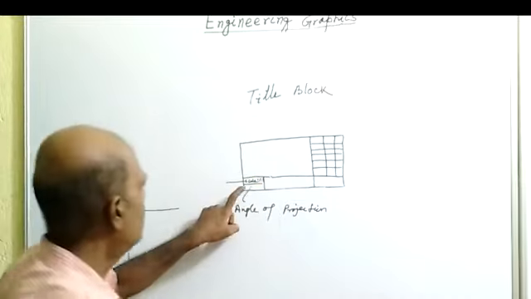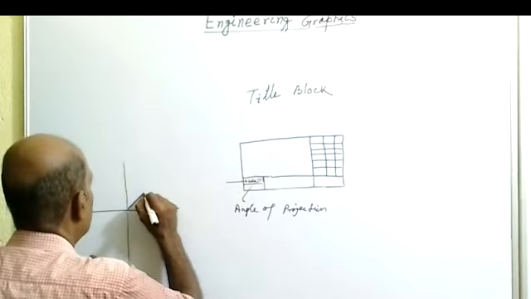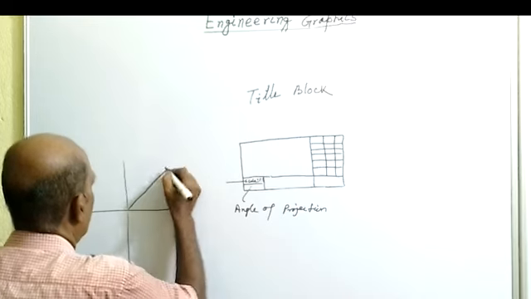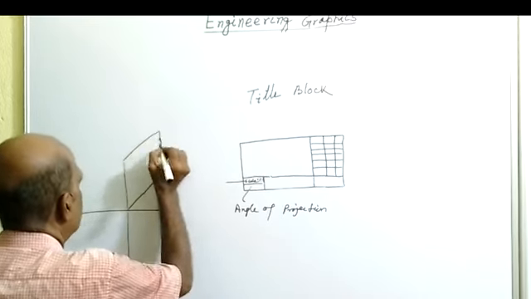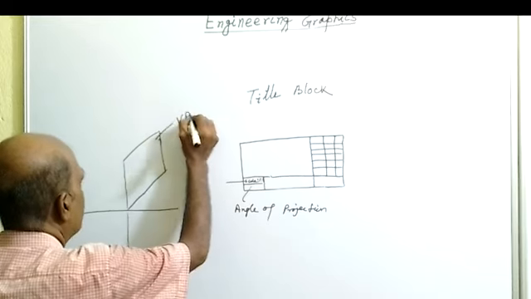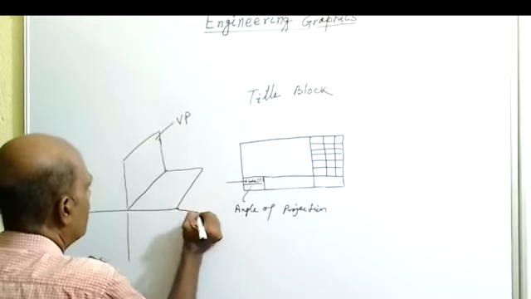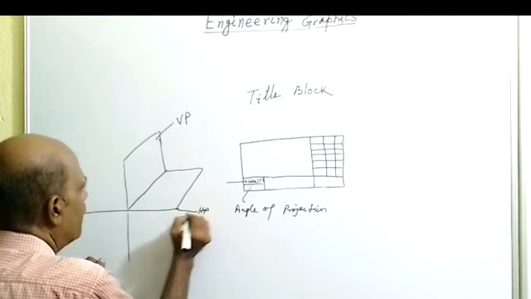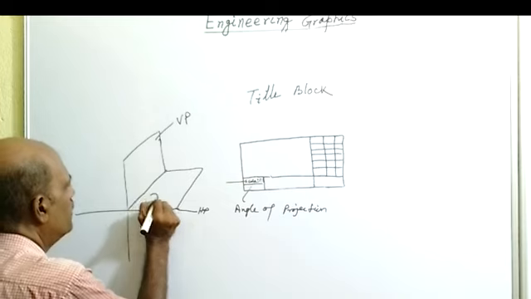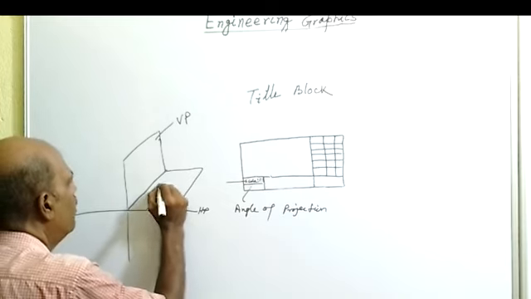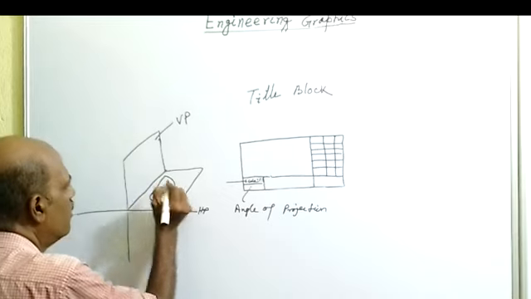So here the symbol of angle of projection will be given. Let it be a three-dimensional view, and this plane is called the vertical plane, and this plane is known as the horizontal plane. A truncated cone is lying on the horizontal plane.